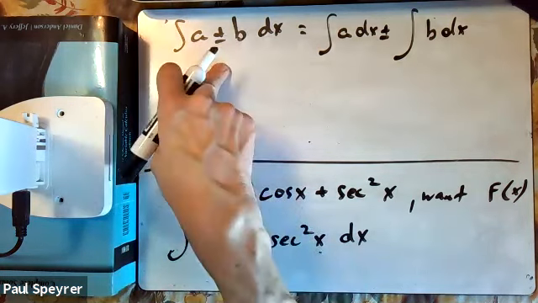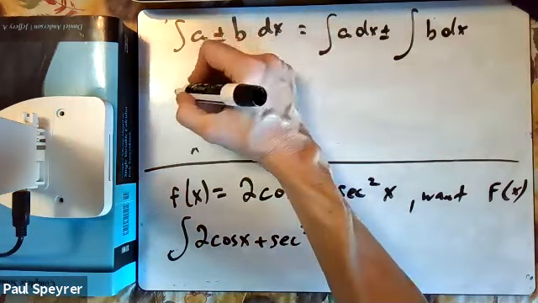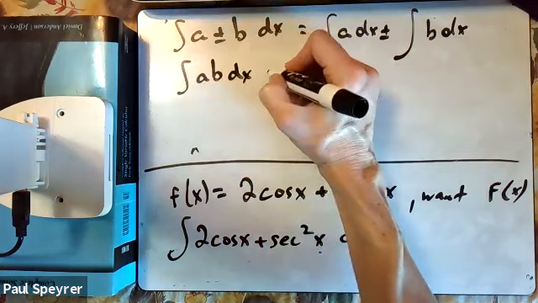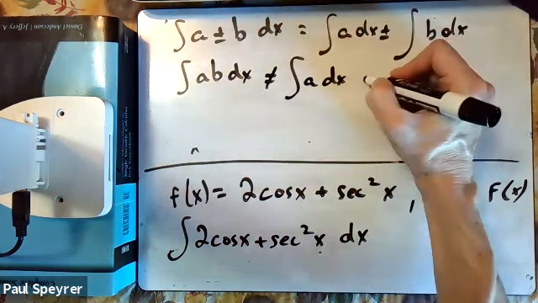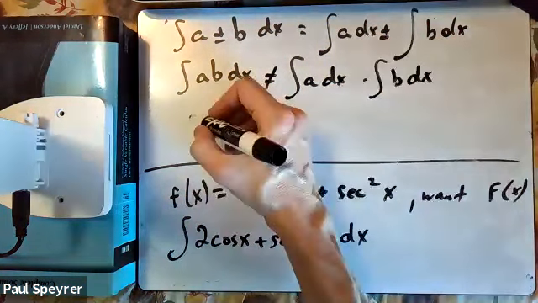If it was multiplication, though, it doesn't work out the same way. You cannot do this. If we have the integral of ab dx, that does not equal the integral of a dx times the integral of b dx. That is not true. Same thing with division.